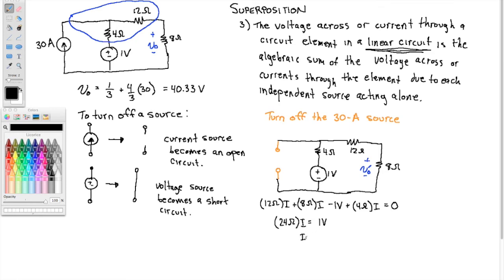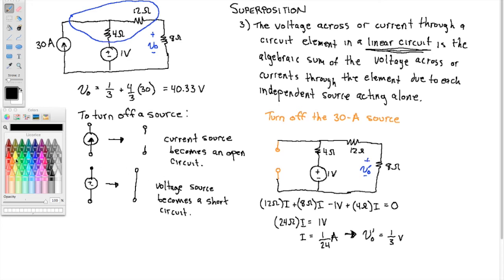And I is 1 over 24 amps. That's I, and we're interested in the voltage across the resistor. That's the current going through clockwise. So what's the voltage across the resistor? From Ohm's law, the current times the resistance, 8 times 1 over 24, so that's 1/3 volts.